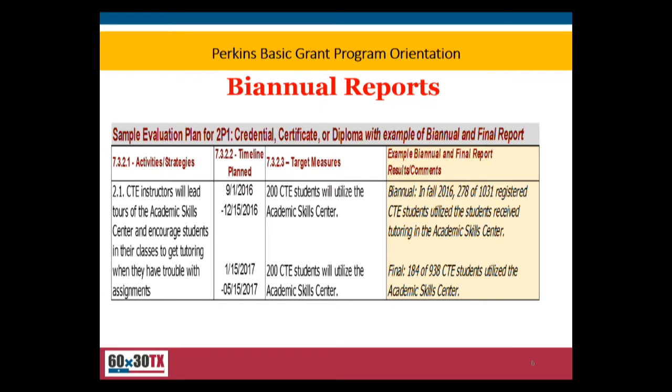We have examples in the RFA of what an evaluation plan looks like, and here's one for 2P1. As you see, the activity or strategy is that the CT instructors will lead tours of the Academic Skills Center and encourage students in their classes to get tutoring when they have trouble. The timeline, as you can see, is broken out, one for the fall semester and then one for the spring semester. You might also have one for the summer semester if needed. And again, the target measures can be identical over these periods, but they do need to be subdivided into those categories.